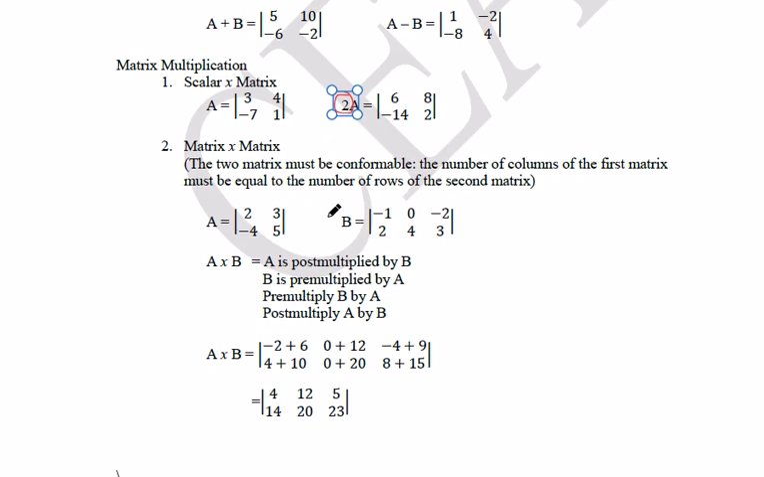So, multiplication of matrices. In this example, we are to multiply this 2 by 2 matrix, and this one is a 2 by 3 matrix. Sorry for the penmanship.